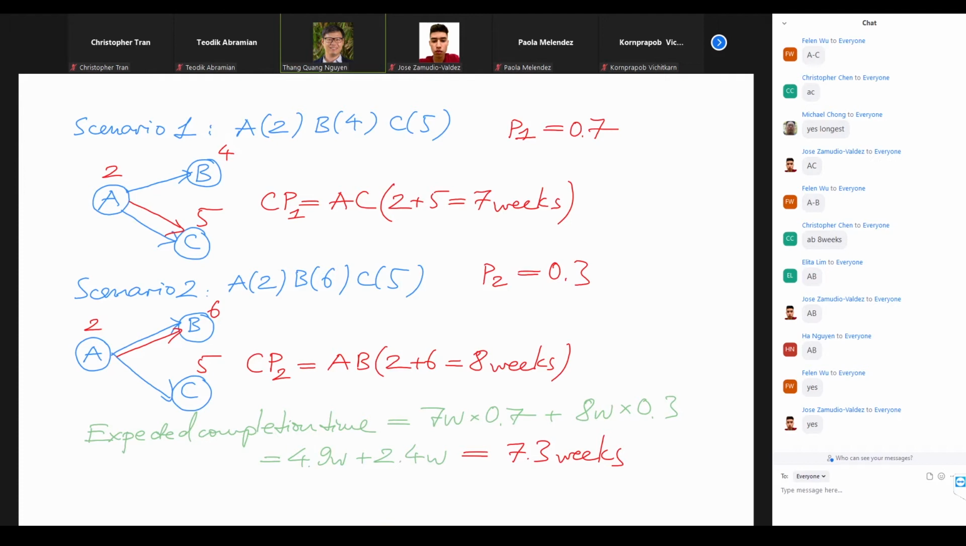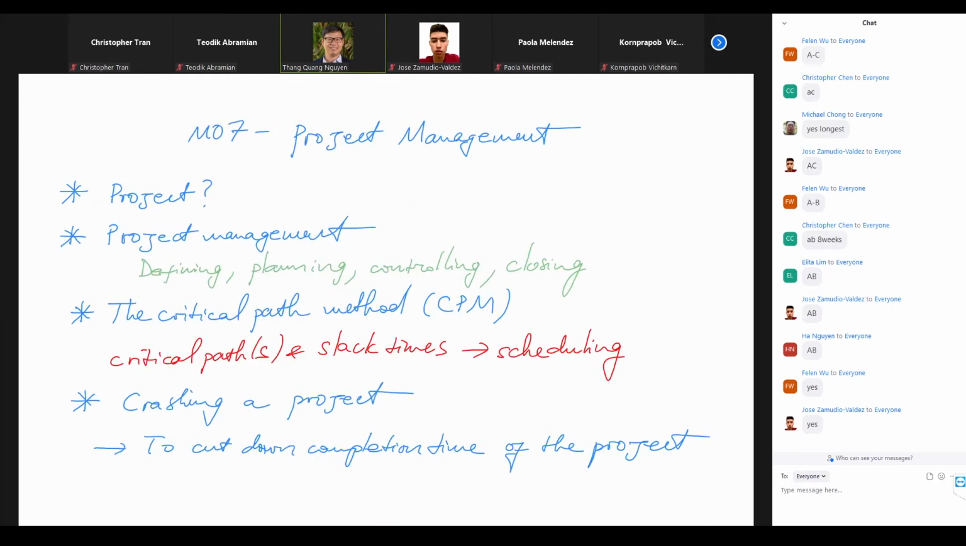Okay, so now we are done with this topic, and this is the last topic of module 7, right? And then we would move on to module 8 right away. So again, in module 7, we talk about the definition of the project. We talk about the project management. We talk about the critical path method, and then how to crash a project, and finally a project with time uncertainty, right? So these are the main topics of Module 7.